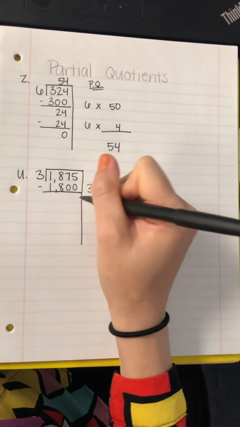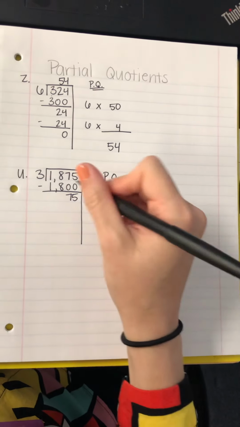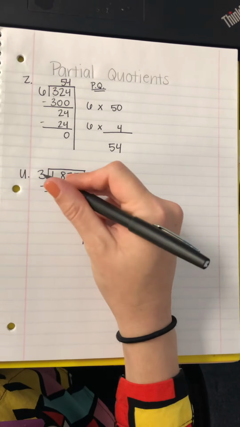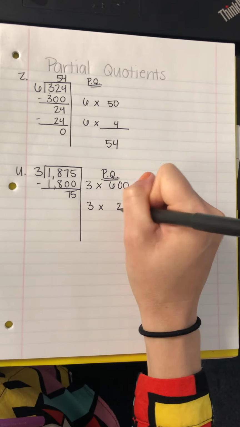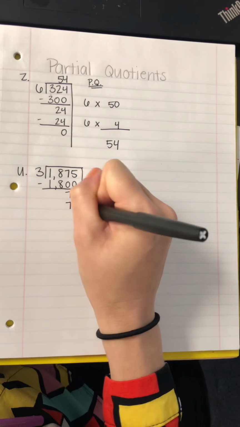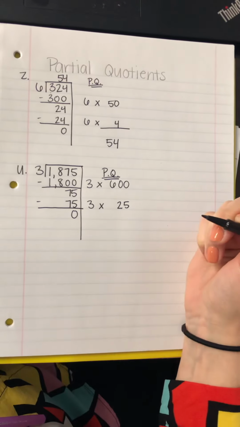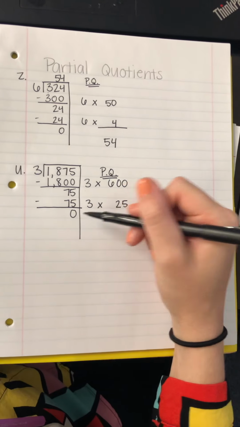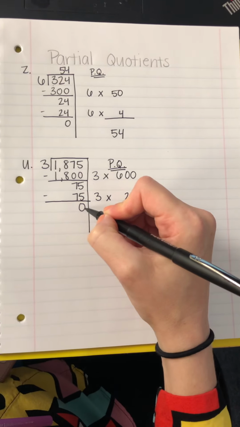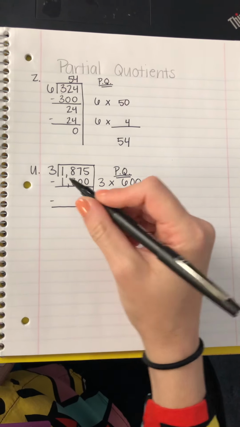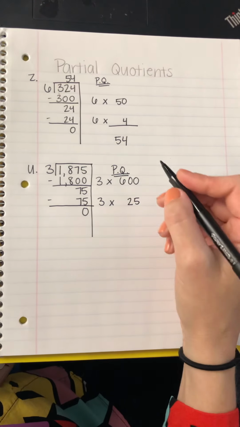Subtract that out, and we are left with 75. And then we start again. How many times can you multiply 3 to get to 75? Since 3 times 25 is 75, we're going to go ahead and subtract that out. And we are left with another 0. That means we have a second problem with no remainder. If this number was greater than 0, but less than the divisor, that's how you know that we would have a remainder at the end as well.